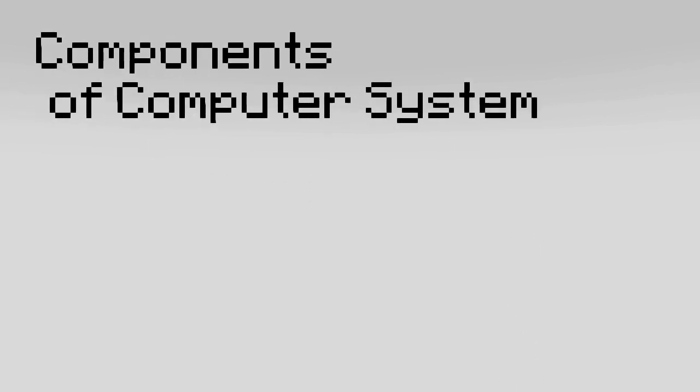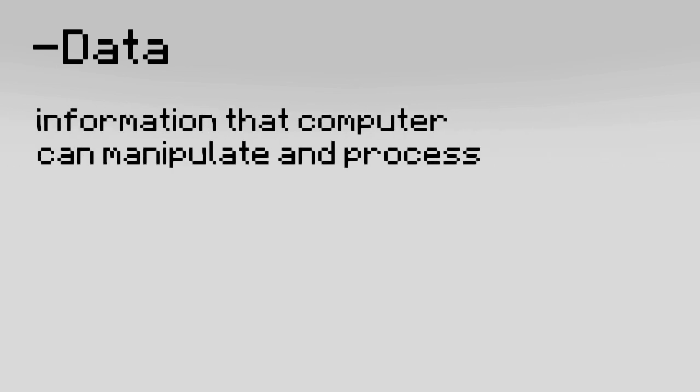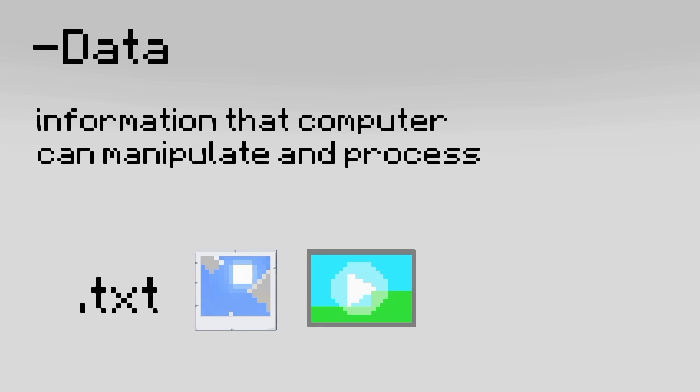In general, these components can be divided into three categories. These include hardware, software, and data. Speaking of data, let's talk about that first. Data is the information that computer can manipulate and process. Data can be in form of text, image, video, document, and etc.